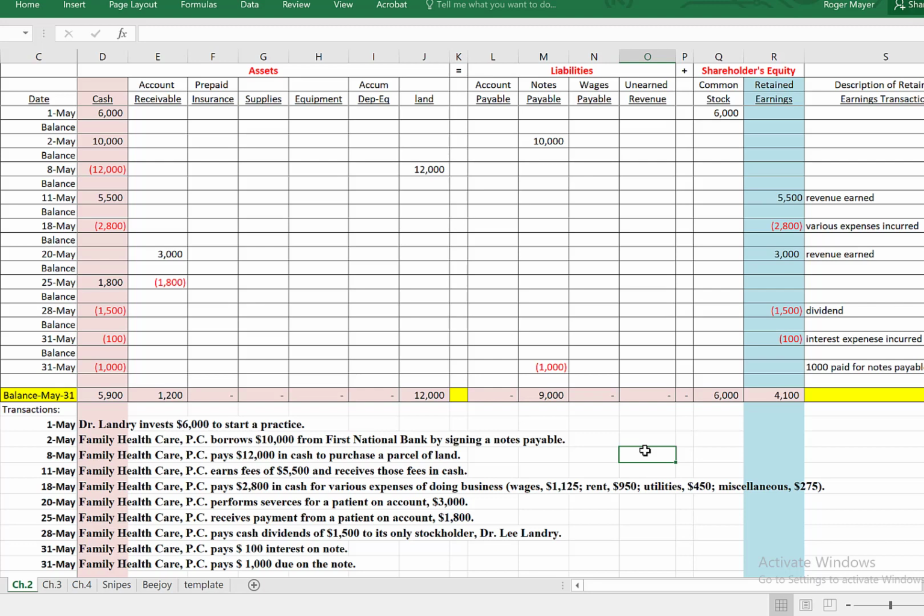The one piece that I will make a point of, when we come back and look at chapter 3, which is the next month of transactions, is that the balances as of May 31st are going to transfer over to the beginning balance of June. Again, because this is the first month of operation, there are no beginning balances. But the ending balances are going to transfer over, and we're going to see that when we go to the next presentation.